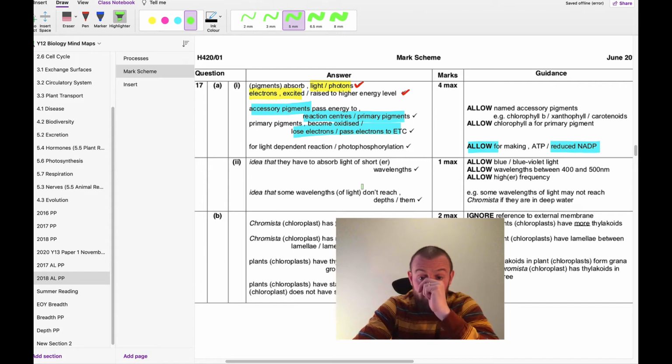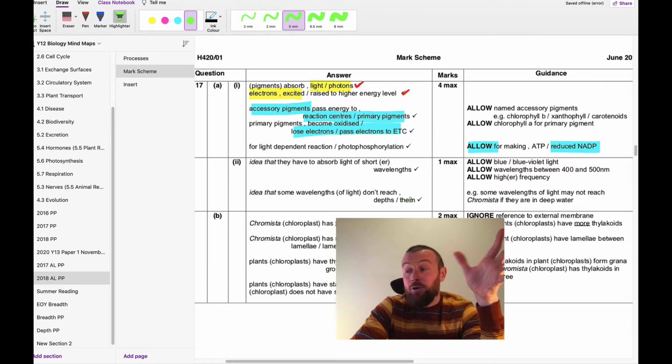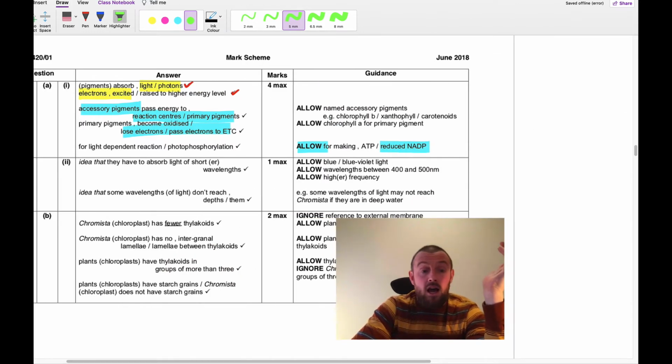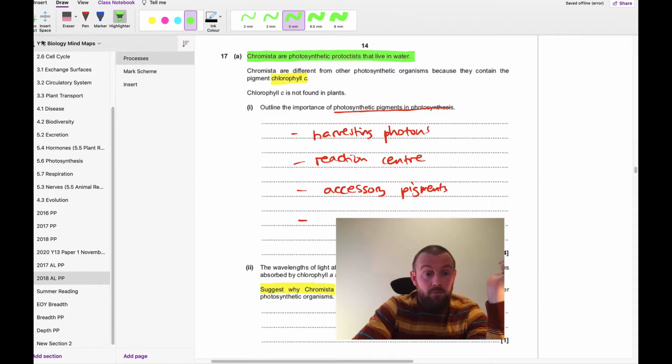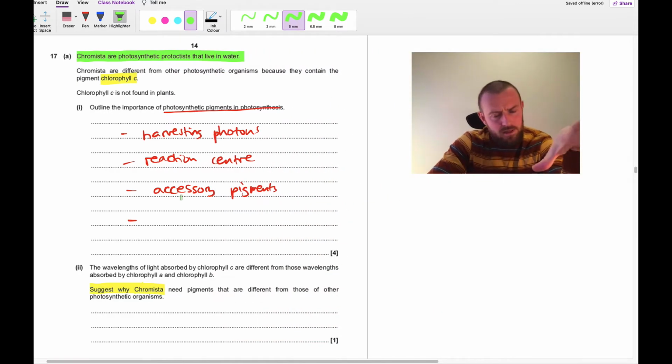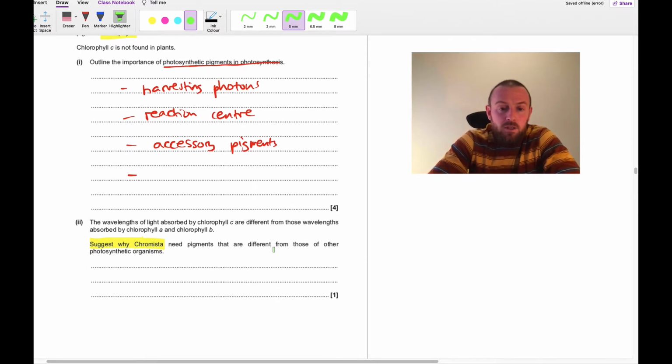Idea, they have to absorb light of shorter wavelengths. Well, this idea, I think we would have got the idea that some wavelengths of light don't reach the depths. Yeah, so when you go down, if you have ever snorkeled or even scuba dived, you may have noticed that it gets quite blue when you go down to the bottom of the sea, and that's because the red light is absorbed.